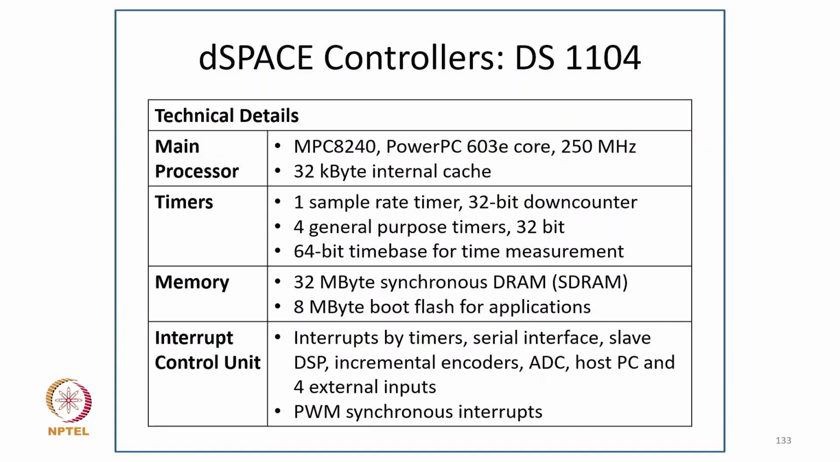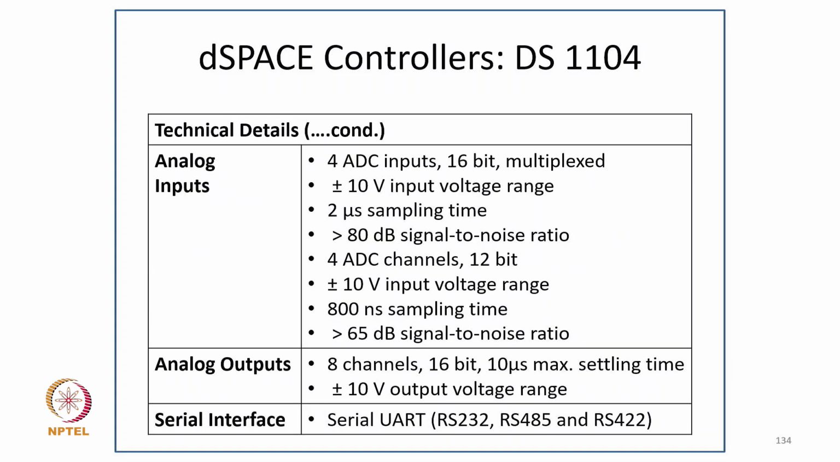signals. So here are the typical technical details: main processor MPC8240, PowerPC 603e core at 250 MHz, 32 kilobyte internal cache, and timers: one sample rate timer, a 32-bit down counter, 4 general purpose 32-bit timers, and a 64-bit time base for time measurement. Memory is 32 megabyte synchronous DRAM and 8 megabyte boot flash memory for applications, and the interrupt control unit handles interrupts by timer, serial interface, slave DSP, incremental encoder, ADC, host PC, and for external and fixed synchronous interrupts.